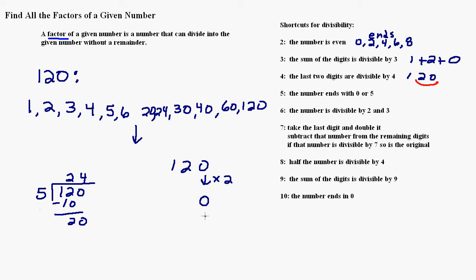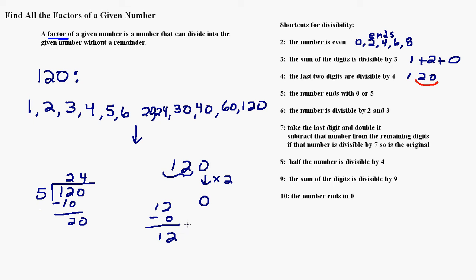Well, that's still 0. Okay, then I'm going to subtract that number from the remaining digits. So the remaining digits I didn't use here was 12. So I'm going to subtract 0 from 12, and I still get 12. And then I check and see if that number is divisible by 7. And 12 is not divisible by 7, so the original number is not divisible by 7.